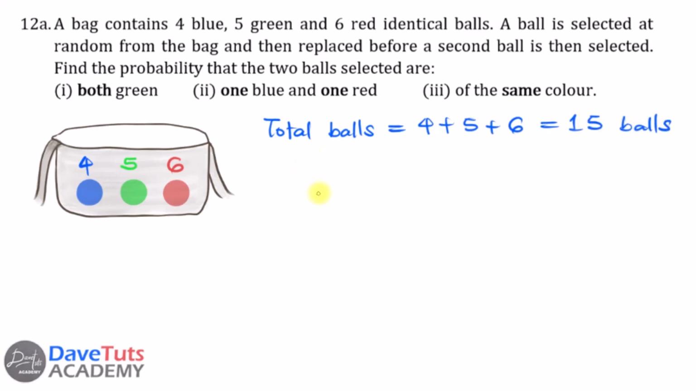So in this case 15 is the total number of balls that we are looking at, and that is going to be the total number of outcomes that we could have gotten no matter the situation. But now let's take it piecewise.